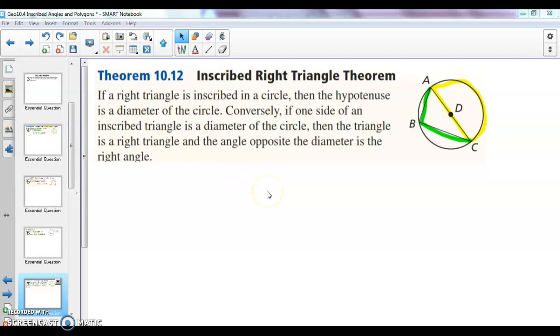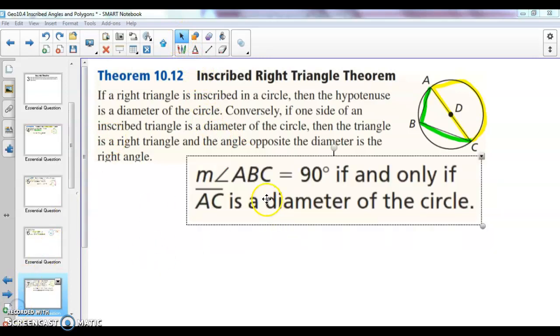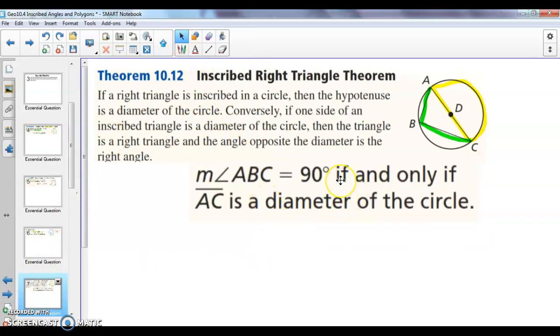In symbols, we can actually write it this way. Since it is biconditional, I'm using the phrase if and only if. So measure of angle ABC is 90 degrees if and only if segment AC is the diameter of the circle. So in other words, one side of the triangle has to be a diameter for the triangle to be a 90-degree triangle or a right triangle.